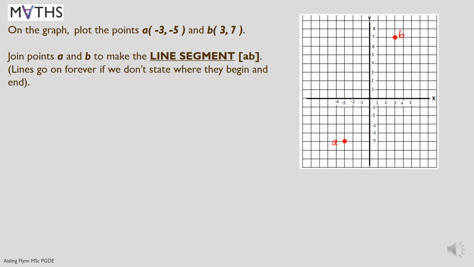And now we're asked to join the points A and B to make the line segment AB. Okay, so it's called a line segment because without the start and the finish point, this line continues forever in both directions. So it's a piece of that continuous line from A to B, so it's called a segment. Now, to calculate the slope of this line, the slope of a line is how quickly it rises or falls.